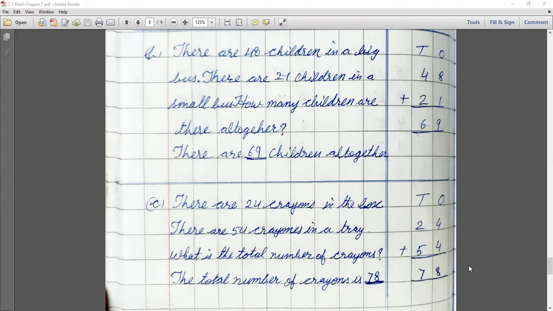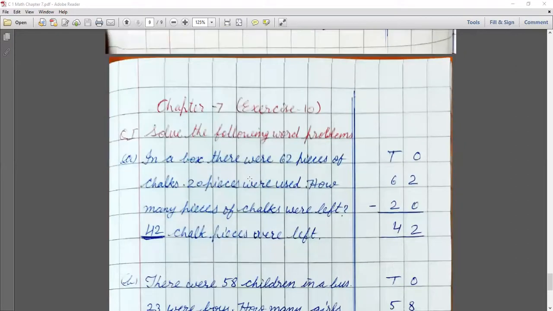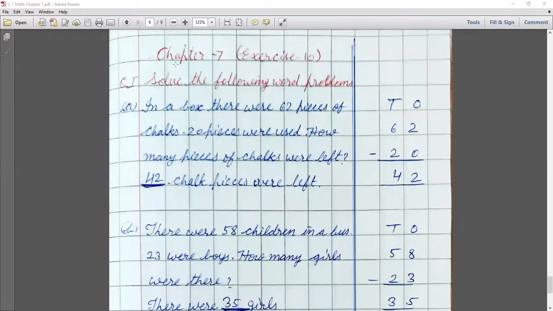First we write 24, then 54, and next is, what do we do? First of all we add one place digits. 4 plus 4 is equal to 8, and 2 plus 5 is equal to 7. It's 78. Okay, now moving to the next exercise. Yes, again you should write chapter number 7, exercise number 10. Solve the following word problems.